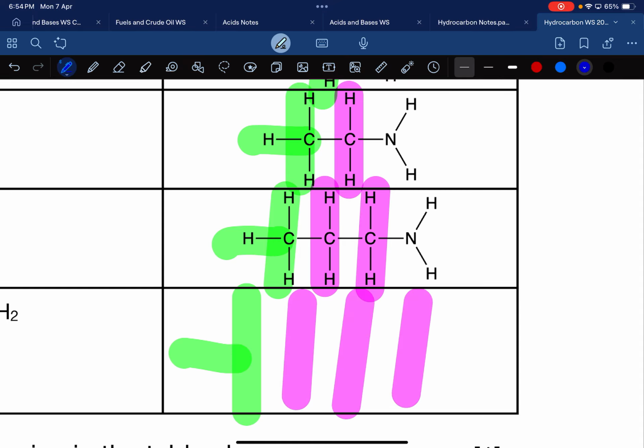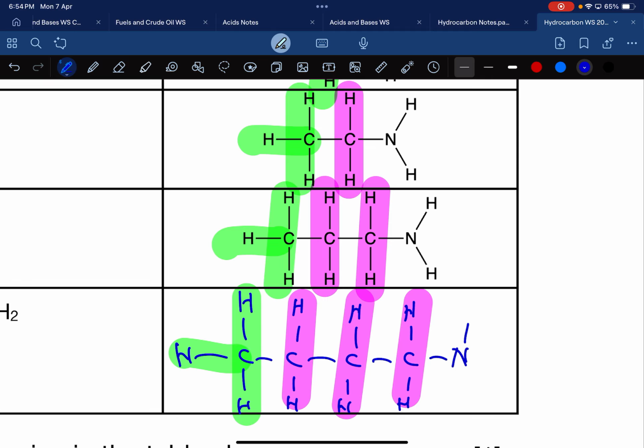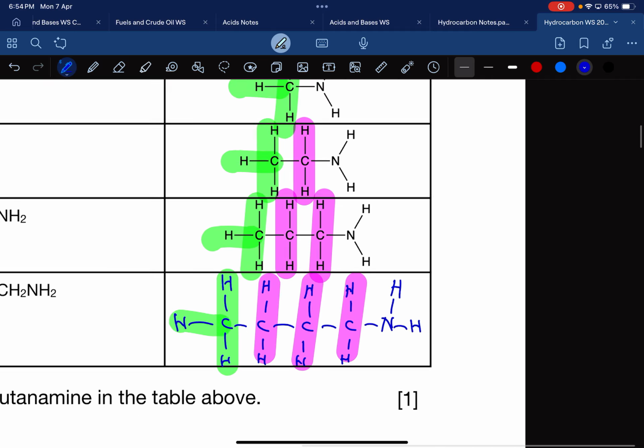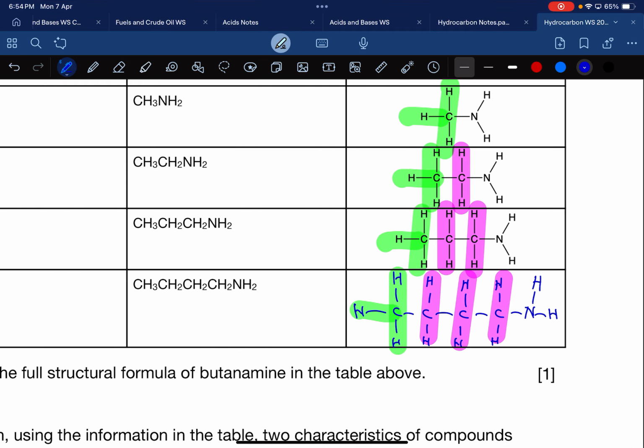So CH3, CH2, CH2, one more CH2, and then your nitrogen. Simple? Wait, do I have to put the last H down? Or must I put it? Doesn't matter.